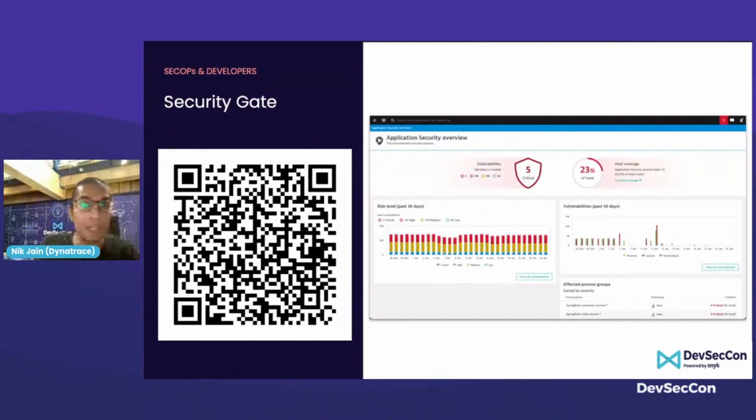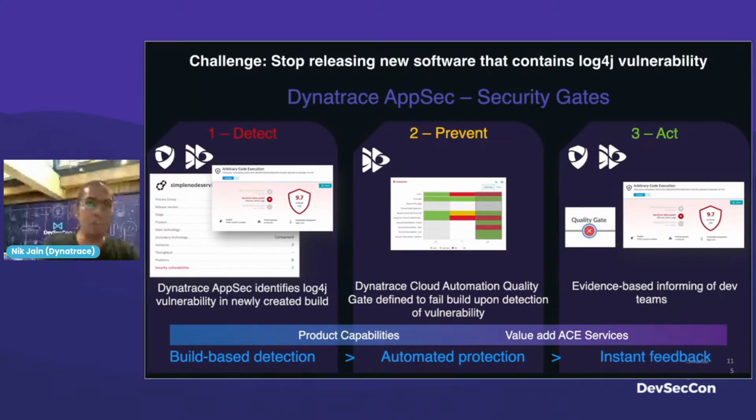Now, similarly, a security gate is super simple, but I want to introduce it with the help of a more detailed workflow since we are at DevSecOps. So here, the challenge is to stop releasing new software that contains log4j-like vulnerability. So the first step is your service, in this case, Dynatrace, identifies that log4j exists in that new build in the higher level environment, but not production yet.